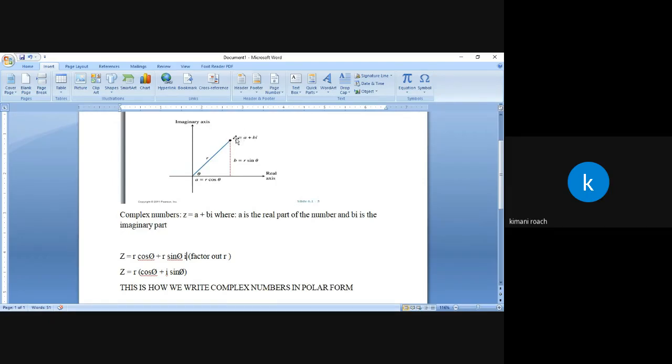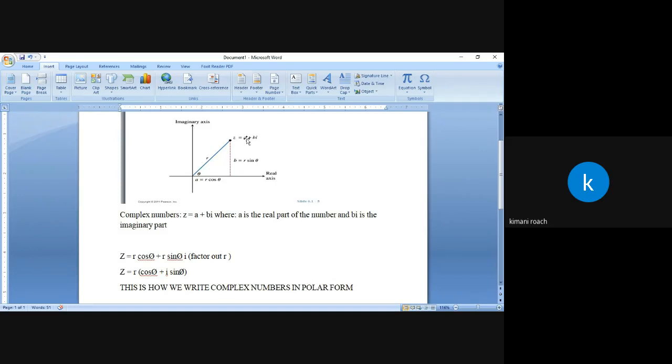Now, here, we know that z is equal to a plus bi, and that is the general form of writing a complex number. That's the general form that we express our complex number, a plus bi, where a is the real part and bi is your imaginary part. Good. Now here, we know, however, that a is equal to r cos theta and b is equal to r sine theta times i, because we're moving along our imaginary axis.